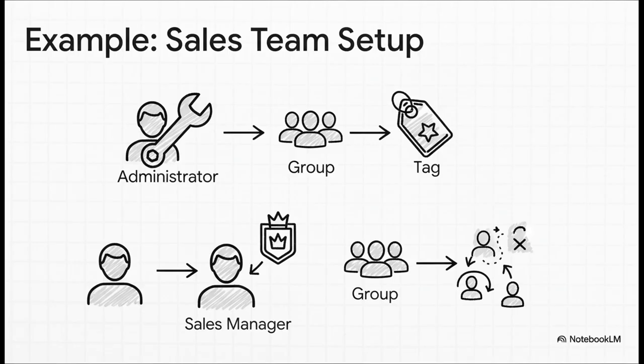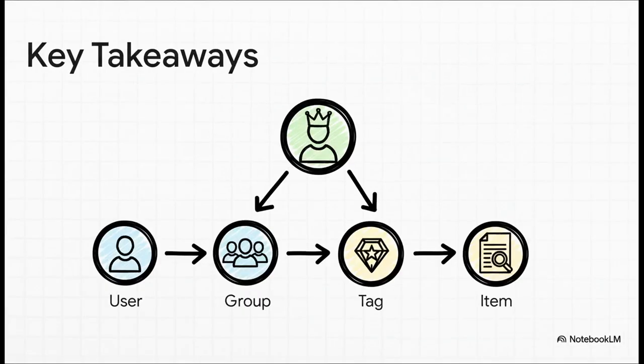Imagine an admin creates a sales_team group and a sales_data tag. Then they create a custom sales manager role, and this role only has permission to manage that one group and that one tag. What does that mean? It means the sales manager is now empowered. They can add new salespeople to their team and manage their data access all by themselves without ever having to file a ticket with the main administrator. It's a game changer.